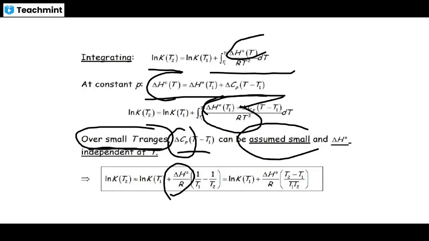If you take delta H divided by R outside, because delta H is independent of temperature, then the integral of 1 by T square is nothing but minus 1 by T, and if you substitute the limits, you get 1 by T1 minus 1 by T2. These are mathematics, you should know.